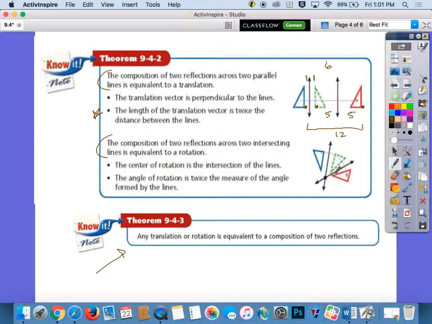Going backwards, you guys. So we said that two reflections is equivalent to a translation. Well, also, any translation is equivalent to a composition of two reflections. The composition of two reflections across two intersecting lines is equivalent to a rotation. A rotation can also be equivalent to the composition of two reflections. Okay, and I really think these, if you can visualize these, they fall right into place for you.